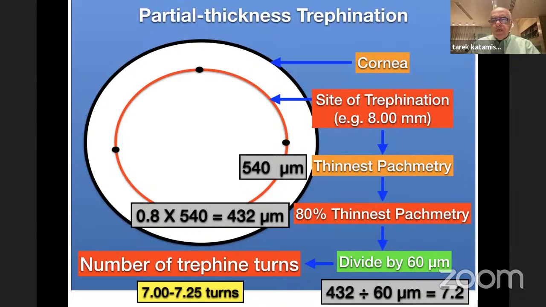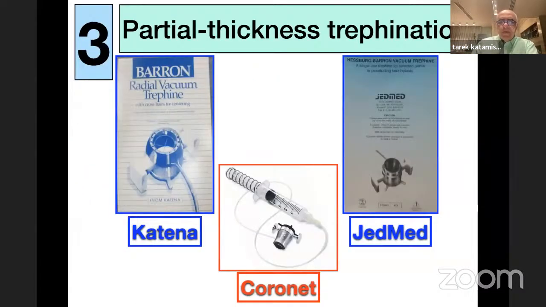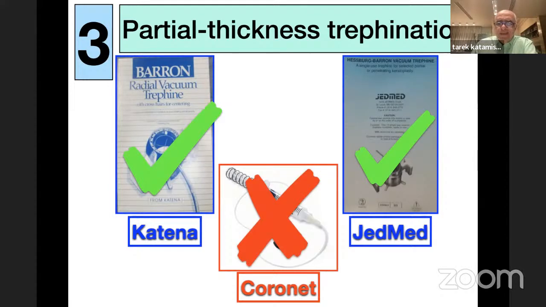So this is very important to have very deep trephination. What I have mentioned now applies for some trephines and does not apply to others. For example, in my country, I am using Katena and JED-MED trephines. These calculations are perfect with these trephines. But some countries have what we call the Coronet. This Coronet needs special calculations. So what I have mentioned is not applicable to any suction trephine.